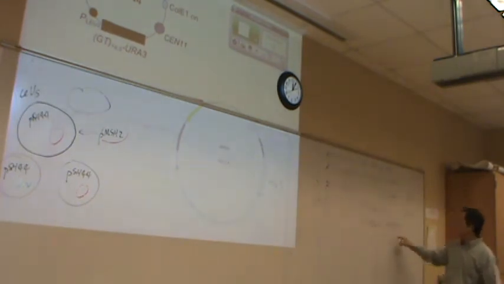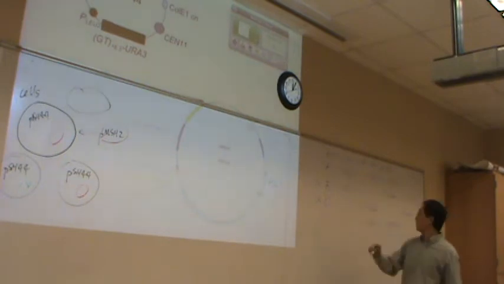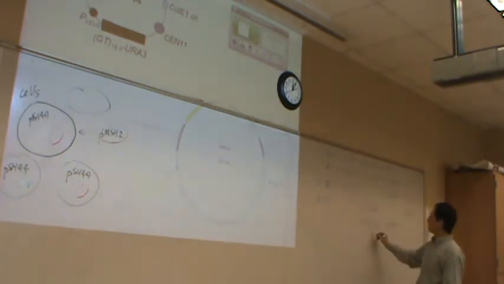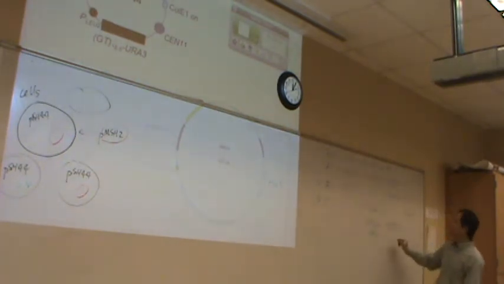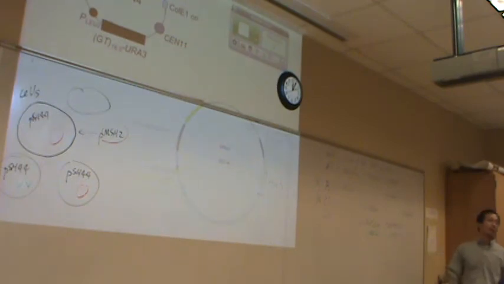And look at the last one. Minus histidine is going to select PMSH2. Minus tryptophan is going to select PSH44. So this one will also work. That's what we are going to use.